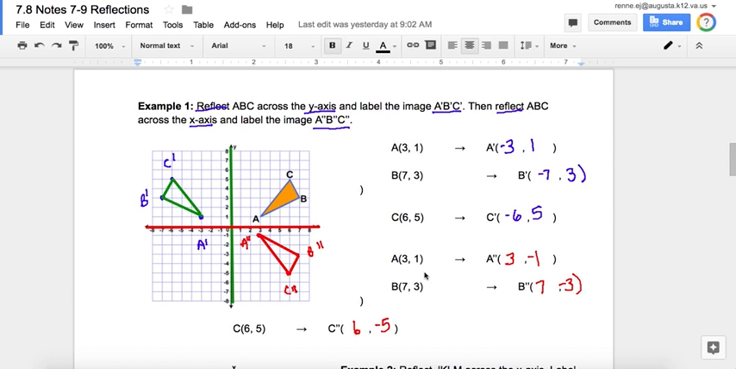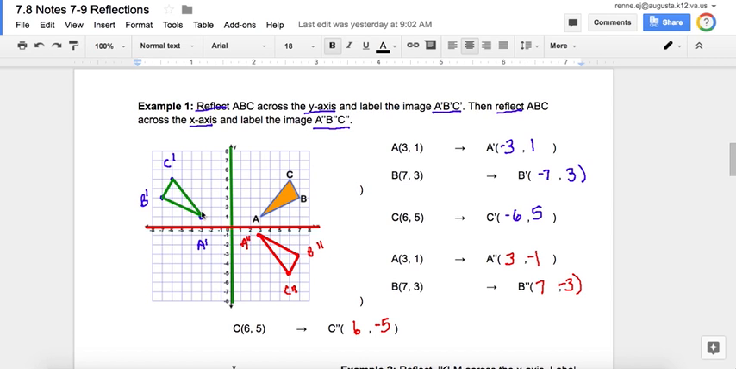Okay, now look at the second one we did in red here. We reflected across the x-axis. Let's look at what coordinate changed. 3, 1, 3, -1. Hopefully you notice the y's changed from 1 to -1, 3 to -3, and 5 to -5. So when we reflected over the x, what coordinate changed? The y's. And what did it change to? Its opposite.